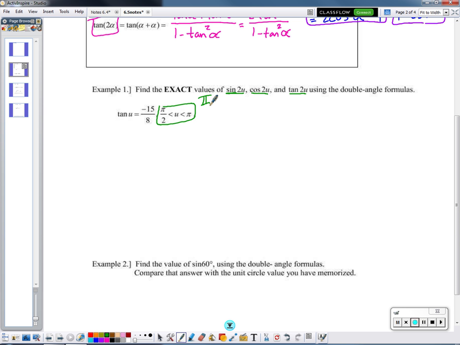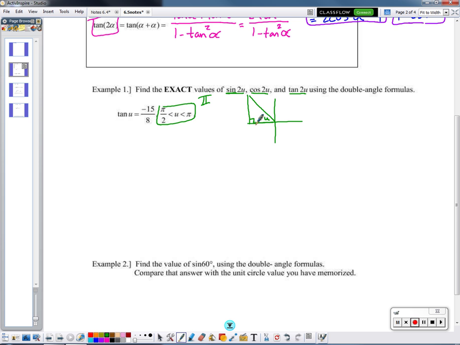So what I'm going to do then is try to find the different trig function values of u in that double angle formula. The first thing I might want to do is use the tangent of u that I have and draw a triangle in the second quadrant.